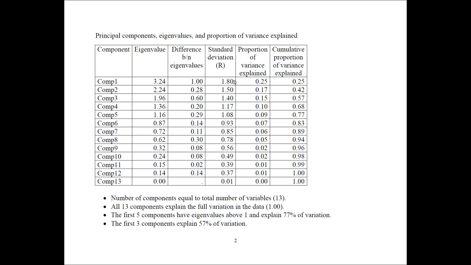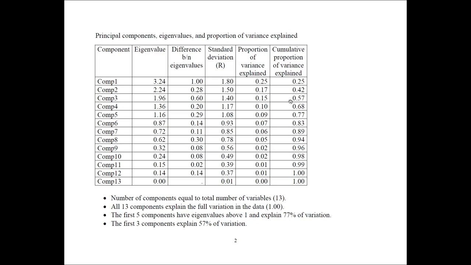We can see that the next columns are the proportion of variance explained and the cumulative proportion of variance explained. The first component explains 25% of the variation in the data. So here we have 13 original variables, and only the first component can already explain 25% of the data. The second component can explain an additional 17%, so the cumulative is 42. If you sum up these two numbers, that's 42. The third component explains 15% of the data, so cumulatively 42 plus 15 is 57, and so on.